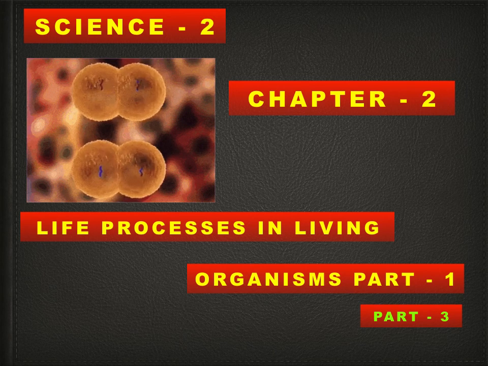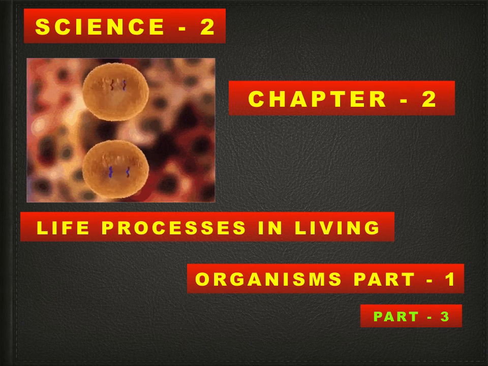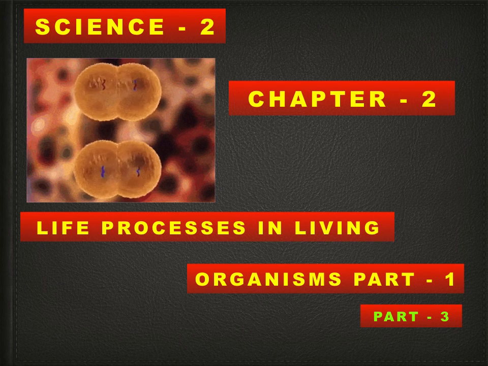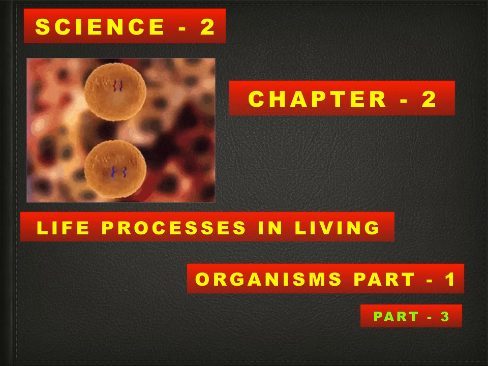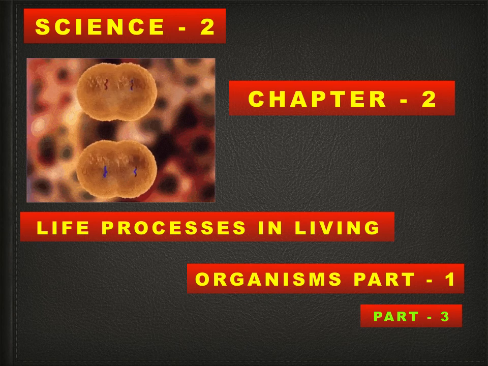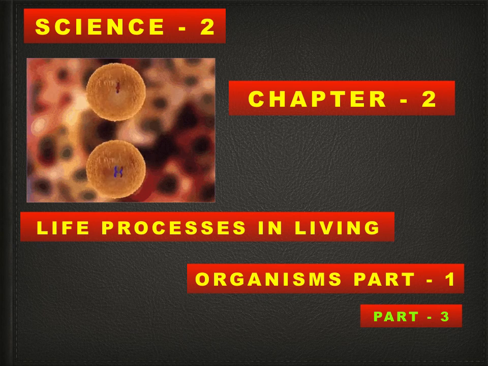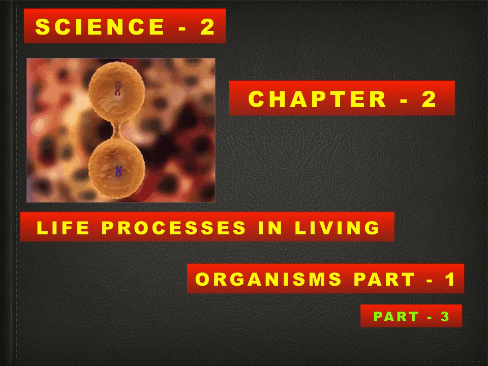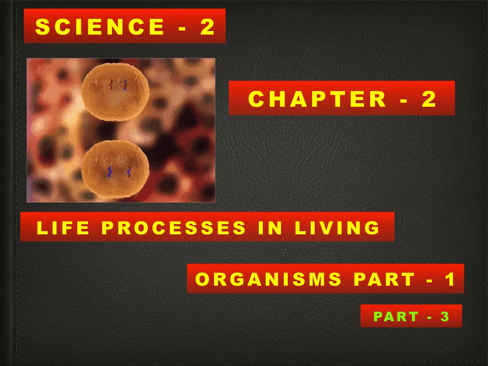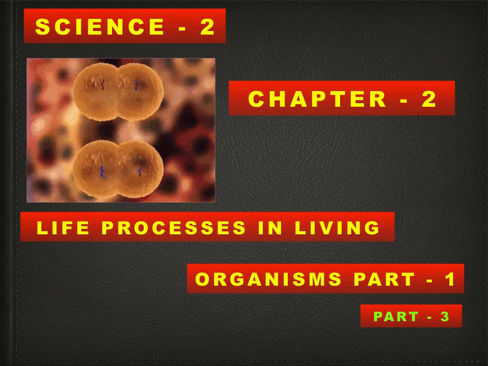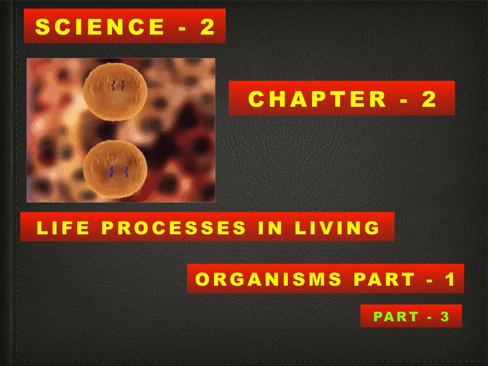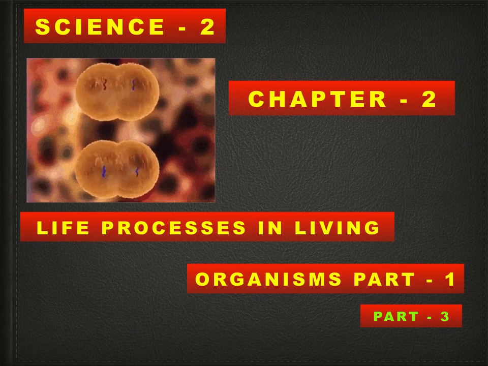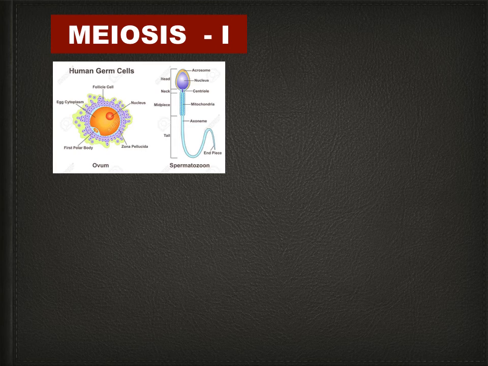We had studied in the last part about mitosis. Today we are going to study about the cell division meiosis. Meiosis occurs in germ cells. There are two stages of meiosis, meiosis 1 and meiosis 2. By meiosis, from one diploid cell, 4 haploid cells are formed.